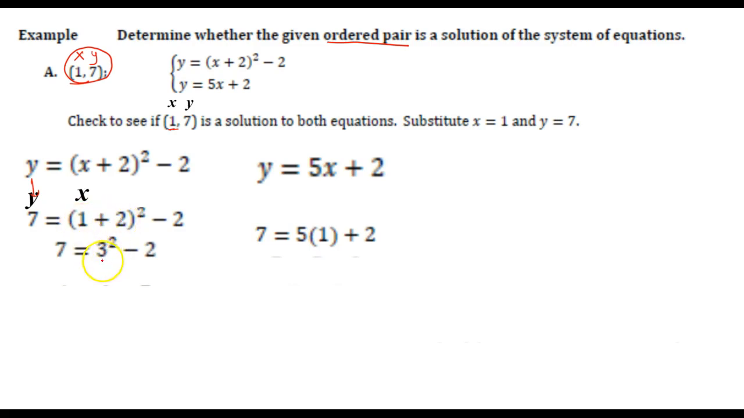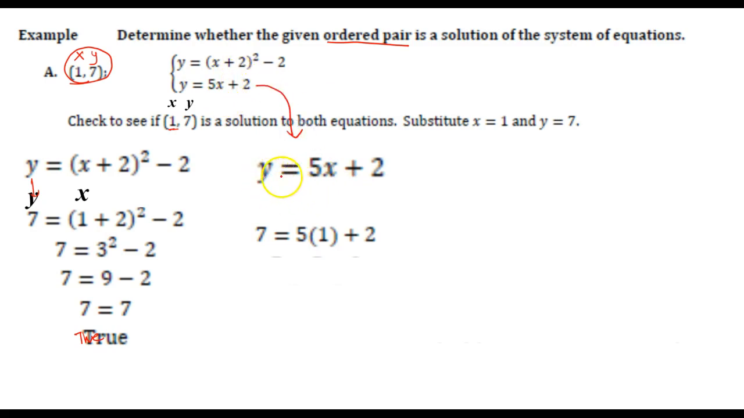1 plus 2 is 3. They then square that 3. And then they subtract, and they get 7 equals 7. This would be a true statement because 7 is equal to 7. Hence true. And we're going to do that one more time with the second equation.